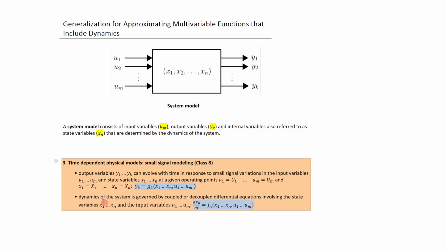The dynamics of the system is governed by coupled or decoupled differential equations involving state variables x1 through xn and the input variables u1 through um. If you'll notice here, this is a generic form for a differential equation. This would be dx subscript n. This would be, for instance, up to n differential equations, each having a functional form on the right-hand side that involves potentially all of the state variables as well as all of the input variables, but not necessarily the case. So you would have n such equations with right-hand side expressions all being in general different.